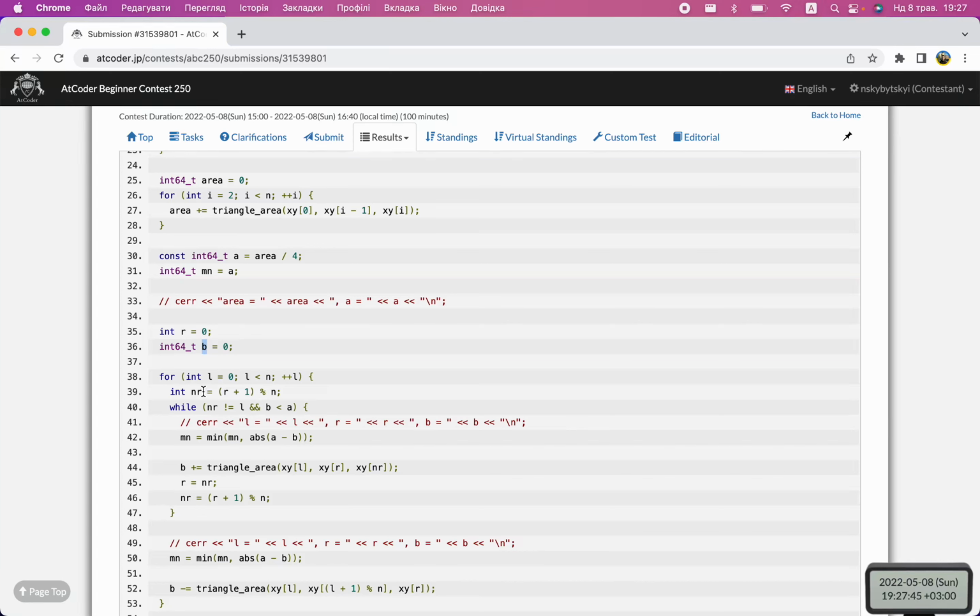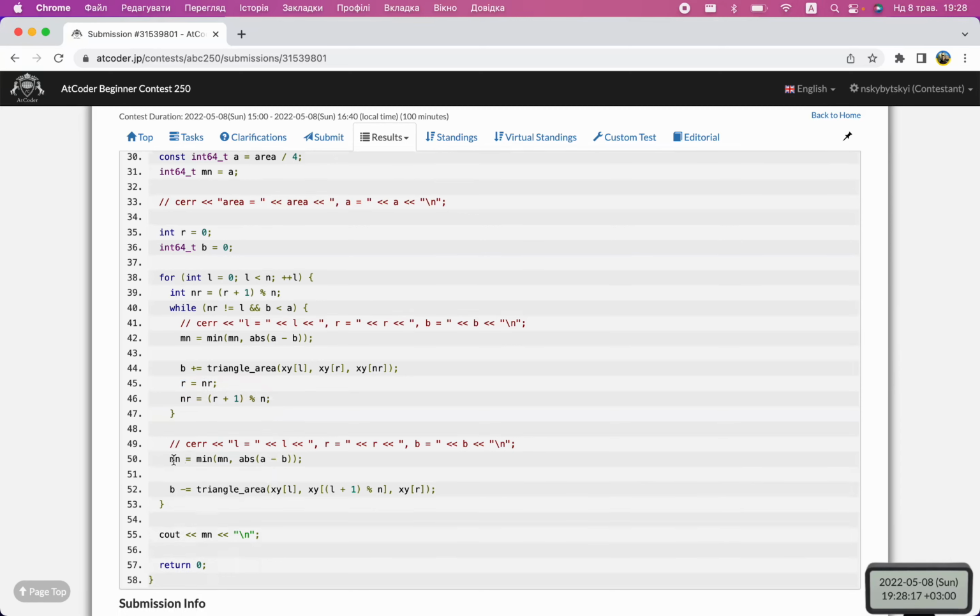I try increasing right for as long as it makes sense, until the area of our piece gets too big, basically. So I try increasing this area by moving right from right to next right, which is basically right plus 1. So this adds this triangle. Then I just move right. And for the sake of being safe, I take the minimum with the answer all the time.